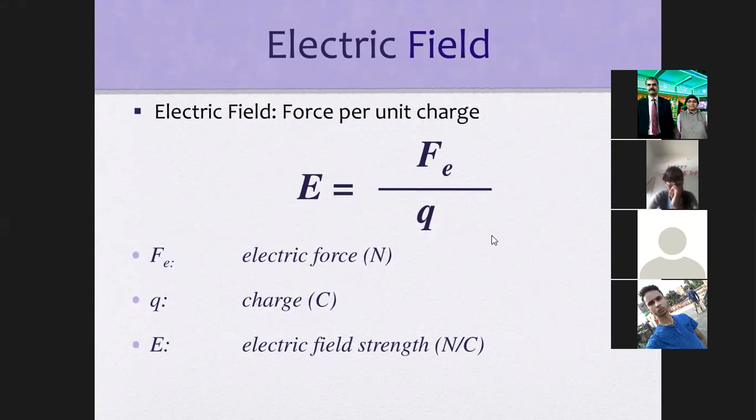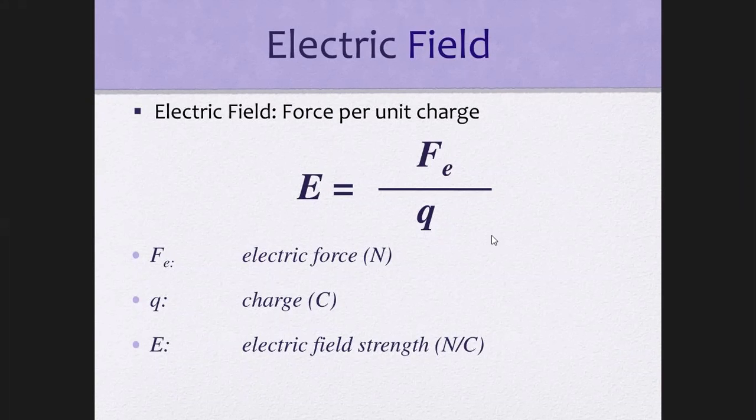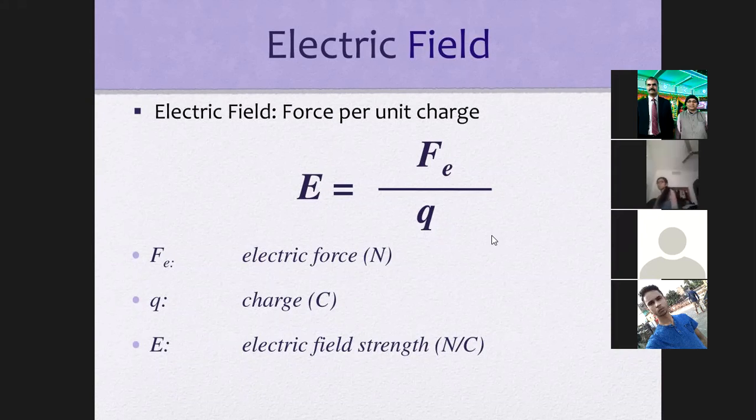So the source charge is kept constant or fixed at a point in space, and now the test charge is moved towards the source charge, and the source charge will repel this test charge. The intensity of repulsion experienced by the test charge is treated as the electric field intensity of the source charge.